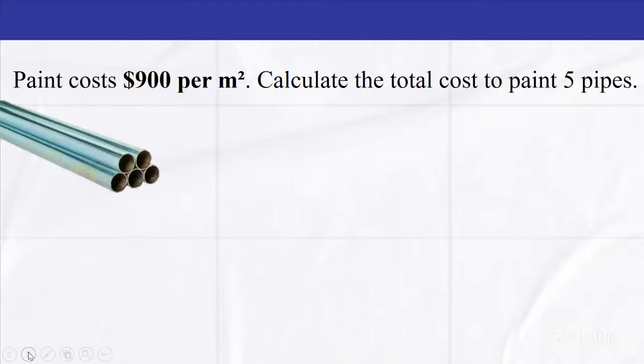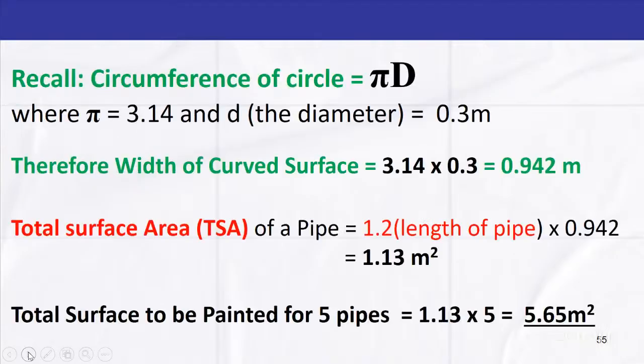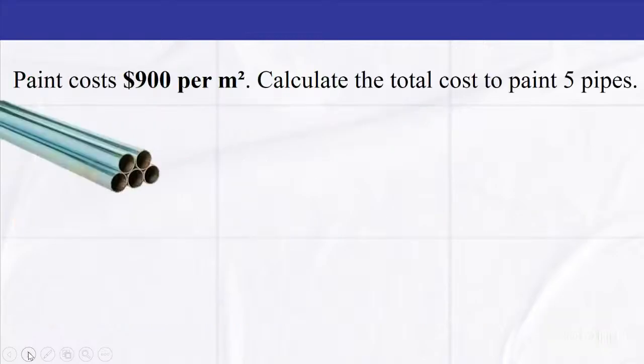I want to work out the cost to paint the pipes. I know that I have a surface area of 5.65 square meters to be painted, and it will cost me $900 per square meter to paint it. How will I determine the total cost to paint the 5 pipes?